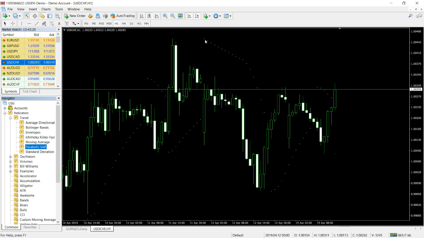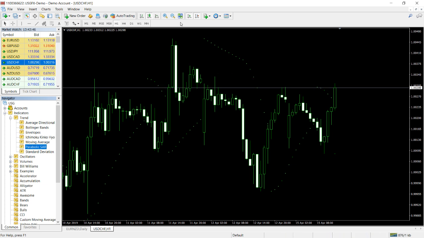Let me zoom in to show you. You will see a lot of dots below and above the candlesticks. The parabolic SAR actually indicates three things. Number one, it may show you the trend. Number two, it may show you an entry point. And it may show you an exit point.